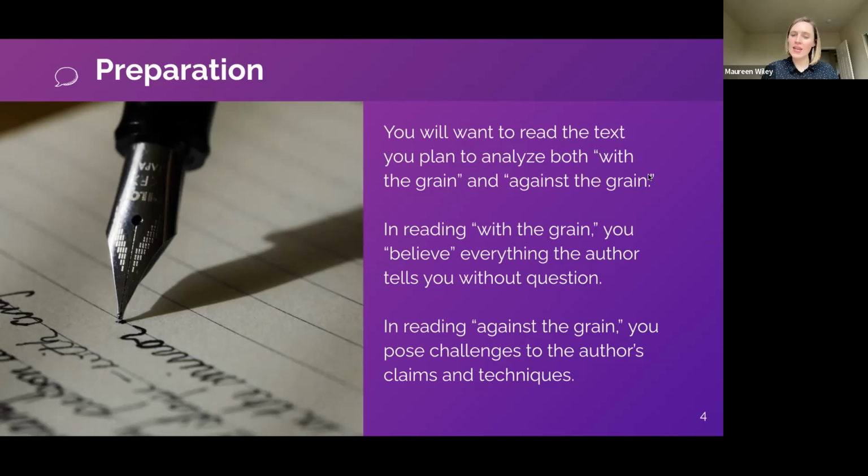And then you read it again against the grain, where instead you're reading it to pose challenges to the author's claims and techniques. What I run up against a lot in my classes is that students haven't necessarily been taught that they are allowed to disagree with the author, or that they don't have to take on the author's perspective on any subject. You've most likely read some things that you did not agree with, or you did not find the author to be particularly persuasive. If that's the case, then you might actually enjoy the exercise of being invited to read against the grain and pose challenges to the author's claims and their techniques to persuade their intended audience.